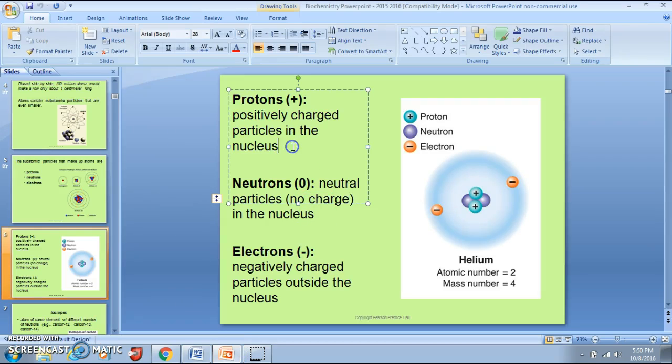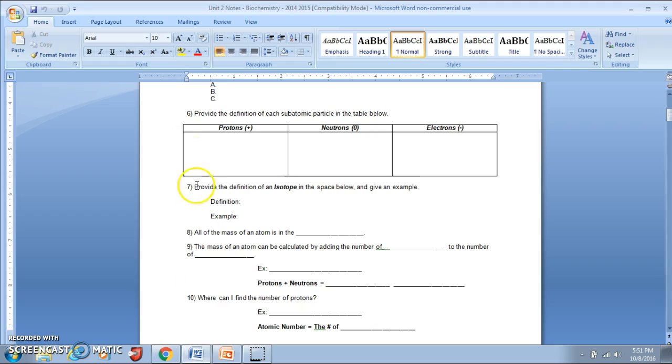So, protons, and by the way, the ways that we're going to compare the 3 subatomic particles are their charge and also where they're located within the atom. So we'll start with protons. Protons have a positive charge, and you can see them right here in the picture. And they're also found in the nucleus of the atom. The nucleus is the center of the atom right here. So we're going to fill in that definition for protons into the chart under number 6.